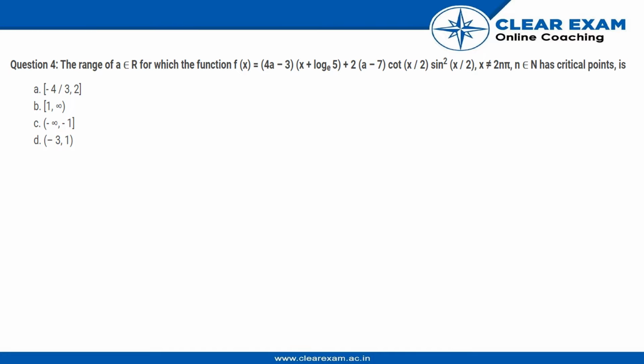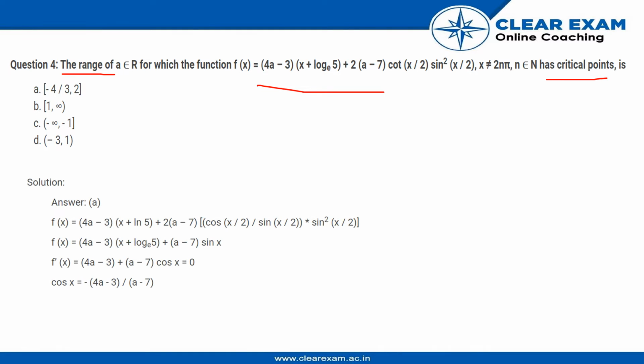So over here we need to find the range of a for which this function has critical points, and for that we will simplify this equation first. We have this equation, correct? Now we know cot is cos by sine, so we write that over there, and we have a division of sine x by 2 and a multiplication of sine square x by 2. So we cancel out one sine x by 2, and we get cos x by 2 into sin x by 2.